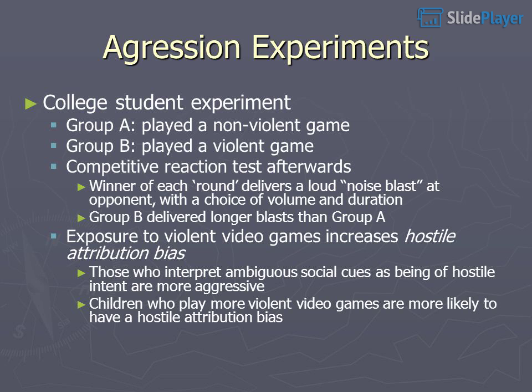Exposure to violent video games increases hostile attribution bias. Those who interpret ambiguous social cues as being of hostile intent are more aggressive. Children who play more violent video games are more likely to have a hostile attribution bias.